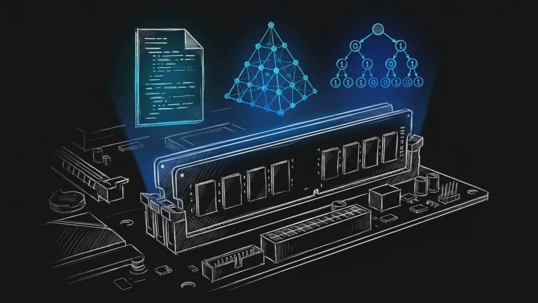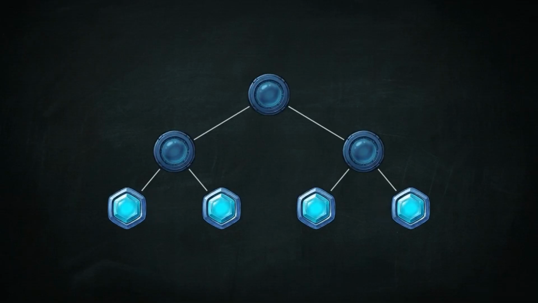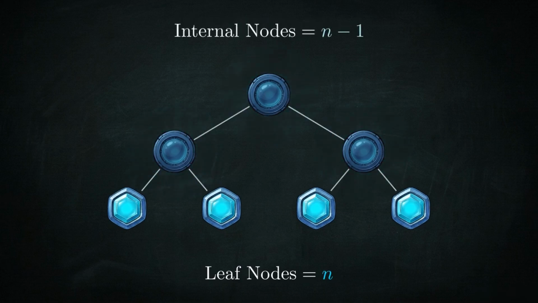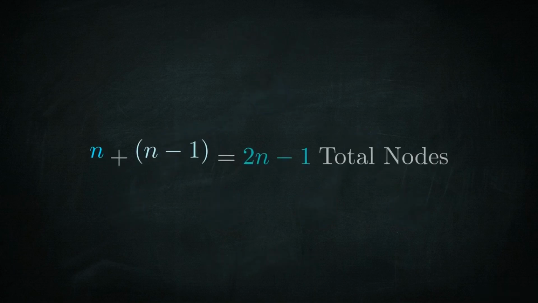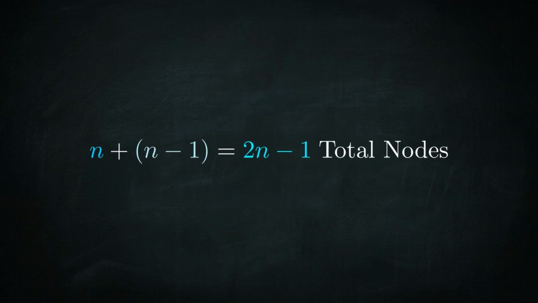How much RAM is required to store the characters, the heap, and the final tree? This diagram shows a complete Huffman tree for a small dataset of exactly 4 unique characters. These 4 initial characters form the base leaf nodes, represented by n. To connect those leaves into a single root, the algorithm generated 3 internal parent nodes. We combine them into a universal equation. N plus n-1 equals 2n-1 total nodes.